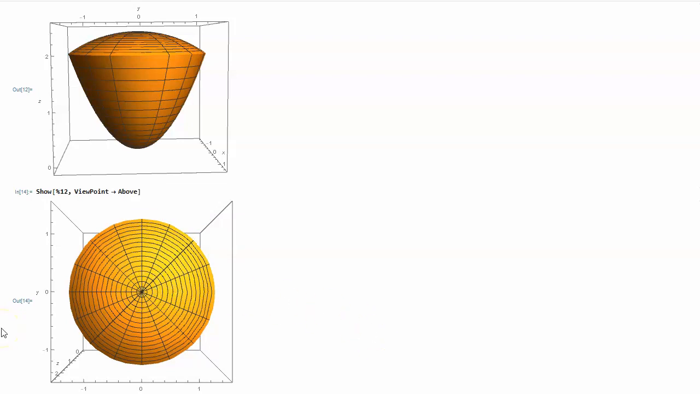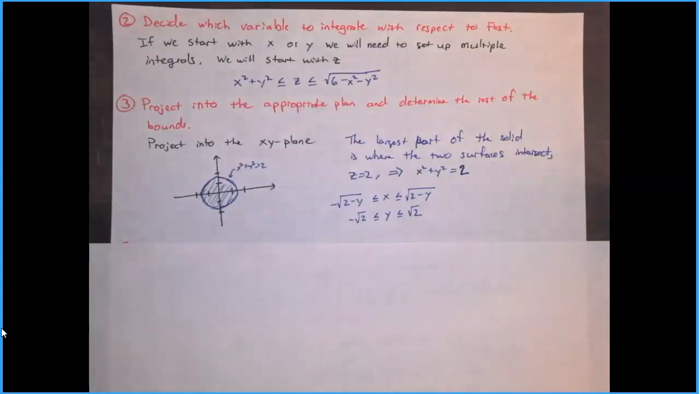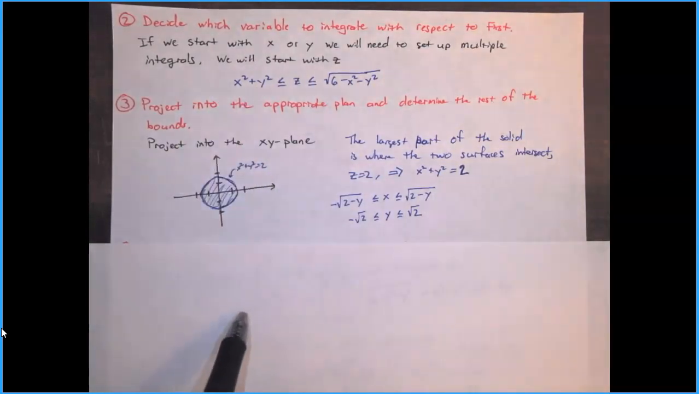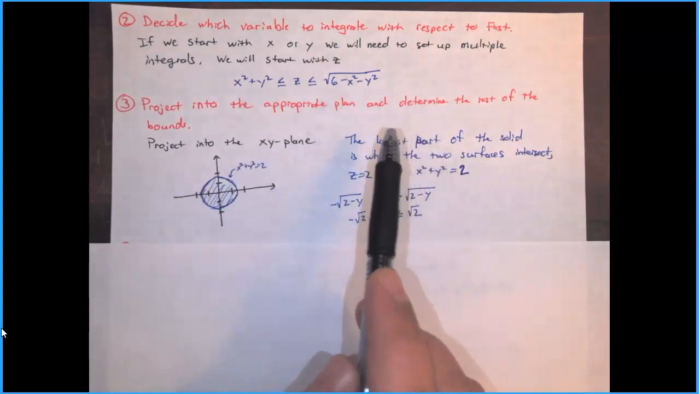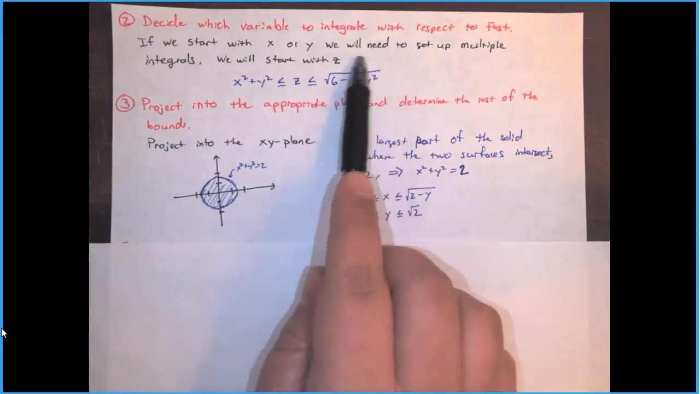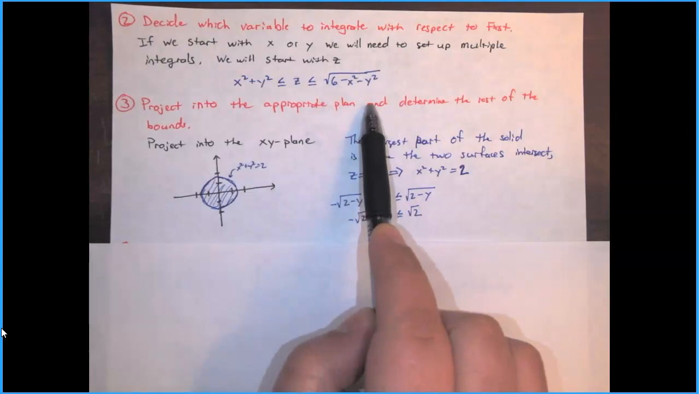All right, now let's go back to our notes and look at all these things written down that I just said. We're going to integrate with respect to z first, because if we integrate with respect to x or y first, we're going to have to set up multiple integrals. Our bounds in the z direction: we're bounded below by the paraboloid, which was the surface z equals x squared plus y squared. We're bounded above by the sphere, which was x squared plus y squared plus z squared equals 6. So if I solve for z, I get the square root of 6 minus x squared minus y squared. And since z is positive for this solid, I only need the positive square root.